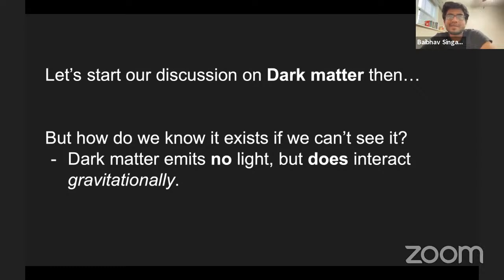The answer is simple but quite brilliant. Dark matter doesn't emit any light, but it does interact gravitationally, and that's how we detect it. It has an effect on the stars that orbit the galaxy, or the light that travels, and we are going to discuss a few cases of that.